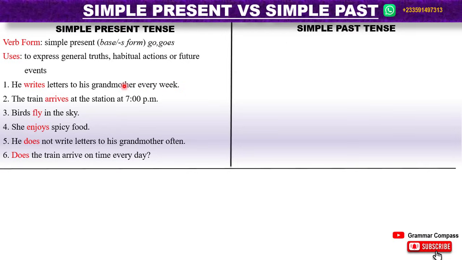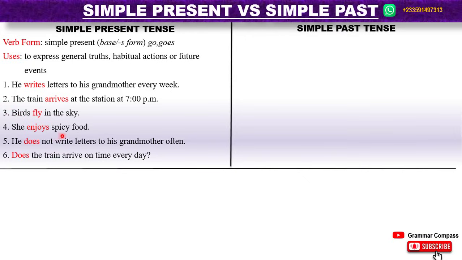It is something that goes on regularly. Two: The train arrives at the station at 7 p.m. This is not a past activity. This is a future event. The train will be arriving at the station at 7 p.m., and we have used the simple present to express future time. So we used the S form of the verb since our subject was singular. The train arrives at the station at 7 p.m. Three: Birds fly in the sky. We used the bare form of the verb because we had a plural subject.